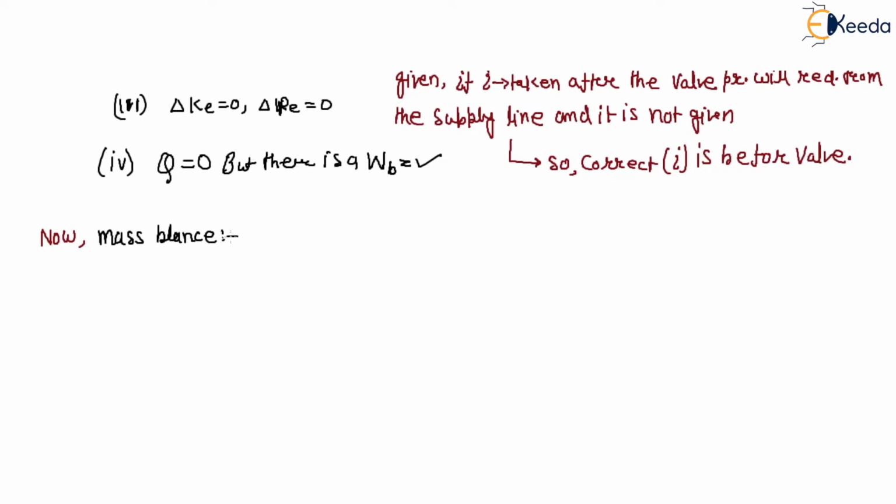What is the mass balance? Mi minus Me, which is M2 minus M1 of a control volume. So there is no exit. Initially there is no mass, because the piston will touch the cylinder head. Initially the cylinder is empty, so there is no mass.